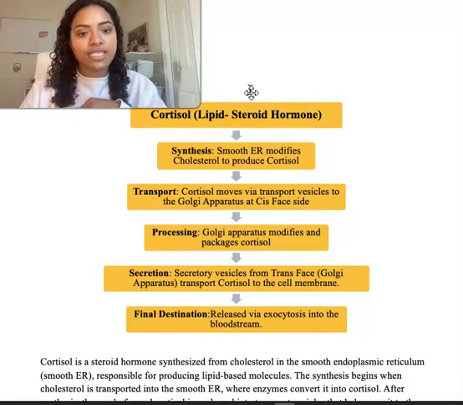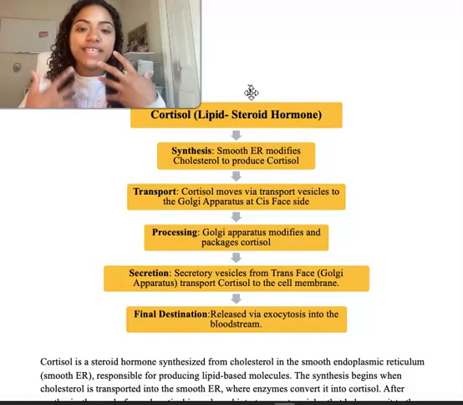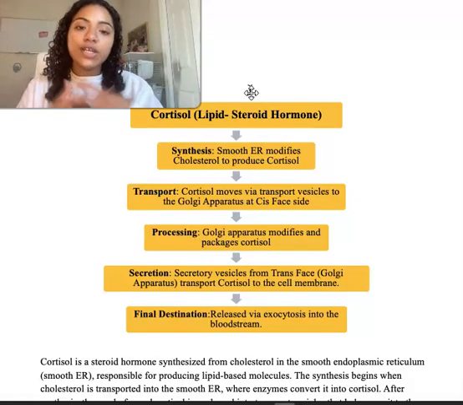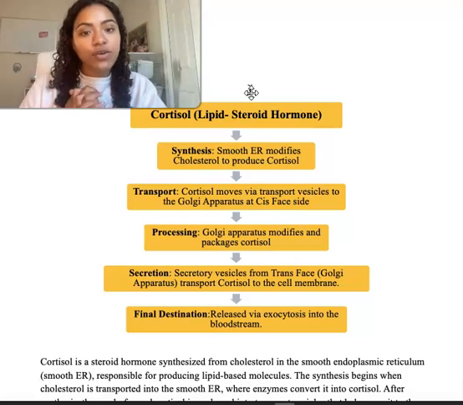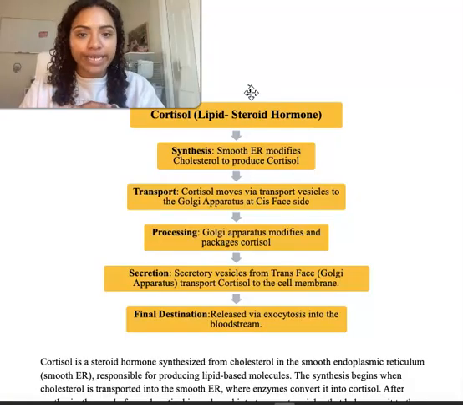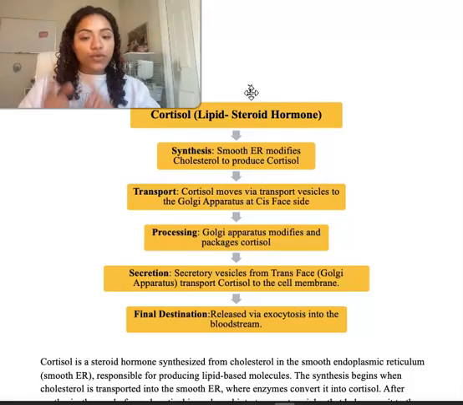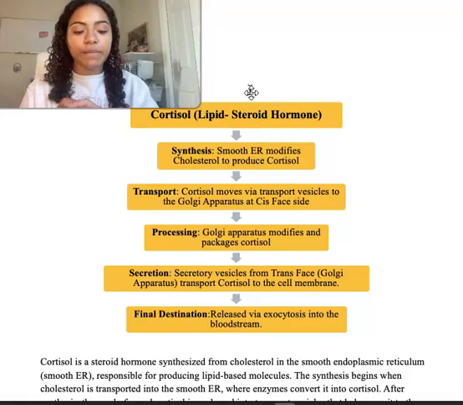Then as a transport step, cortisol gets moved via transfer vesicles to the Golgi apparatus, on the cis phase of the Golgi apparatus. In the Golgi apparatus, it gets further modified, like adding functional groups or adding carbohydrates, and then it gets packaged and secreted through the trans phase of the Golgi apparatus to the cell membrane. Then when it gets to the cell membrane, it gets released into the bloodstream via exocytosis. Cortisol is really important for stress response, metabolism regulation, and even inflammation control.